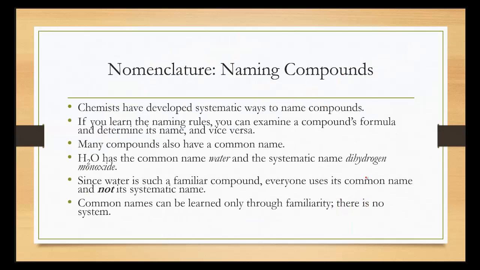Chemists have developed a systematic way to name the compounds. If you learn the naming rules, you can examine the compound's formula and determine its name, and vice versa. Many compounds also have common names. For instance, H2O, the common name is water. That's what we all know it as. But the systematic name is dihydrogen monoxide. Di because there's two hydrogen, and mono because there's one oxygen. But water is so familiar that nobody ever uses dihydrogen monoxide. We just simply call it water. Unfortunately, there's no system to know the names for the familiar ones. You just have to memorize them.